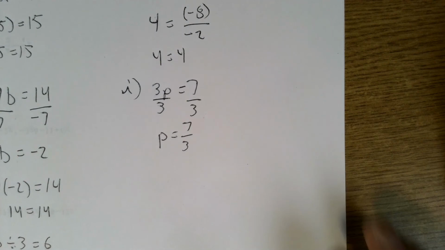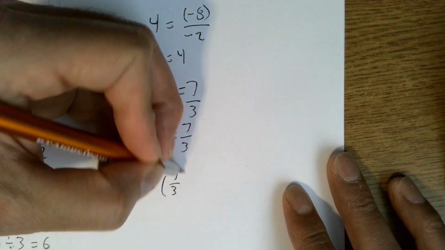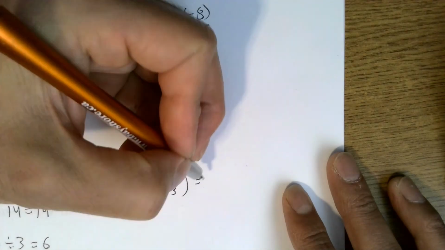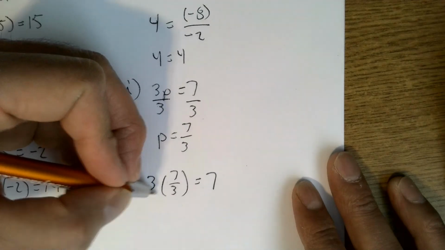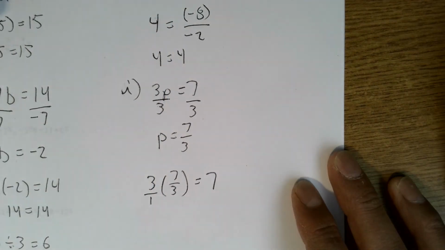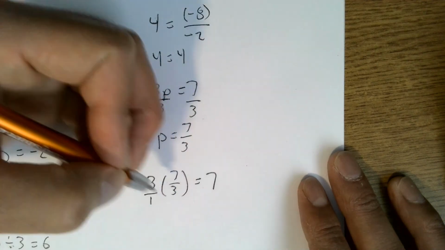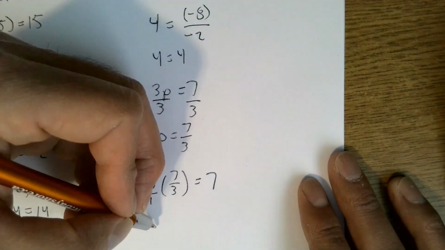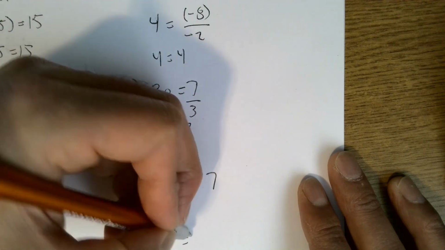Okay, time to do my check. I've got 3 times 7 over 3 equals 7. Okay, it's going to be best to think about this 3 as 3 over 1. And now I can just go top times top, bottom times bottom. Or I can reduce first, your choice. Let's go top times top, bottom times bottom. So I've got 21 over 3 equals 7.